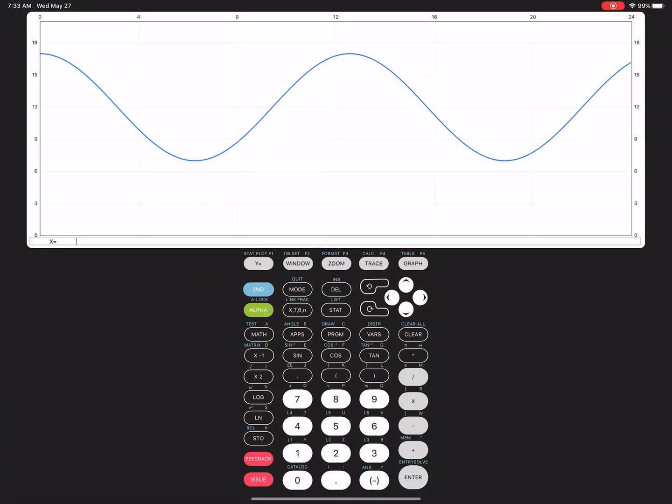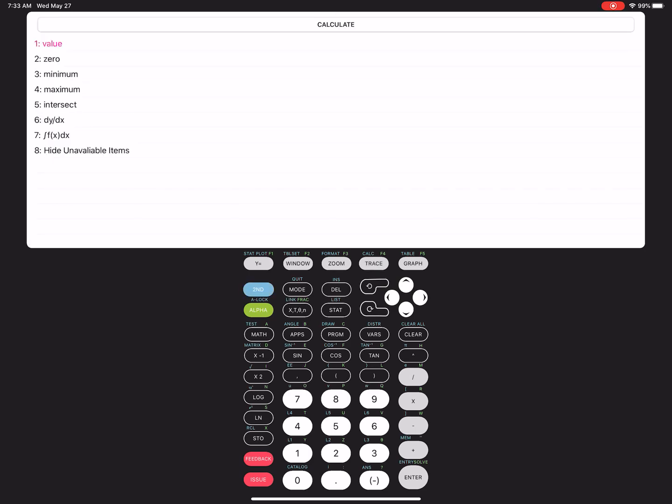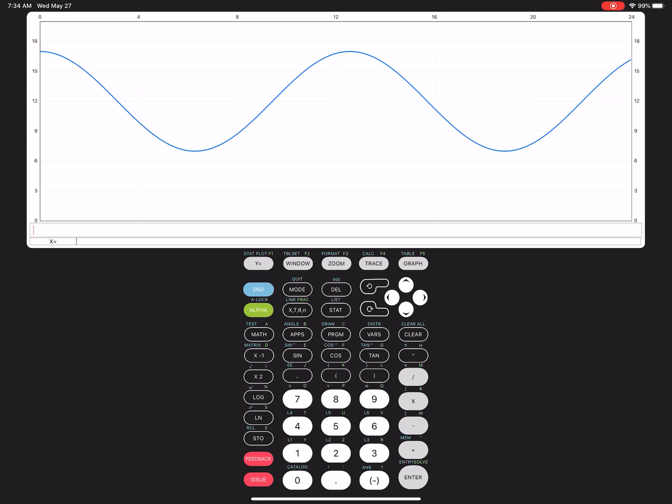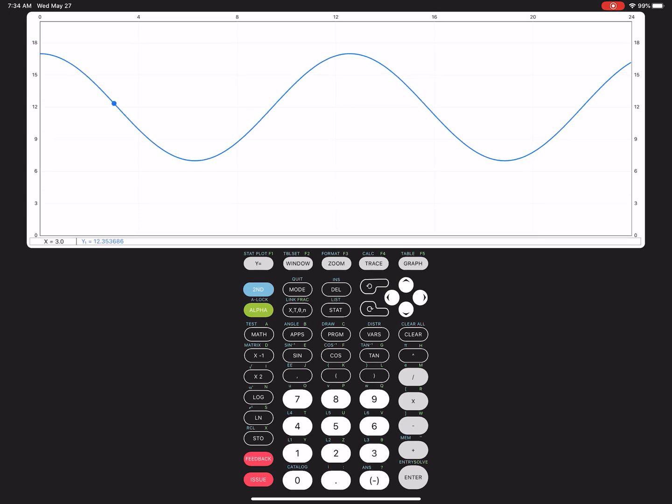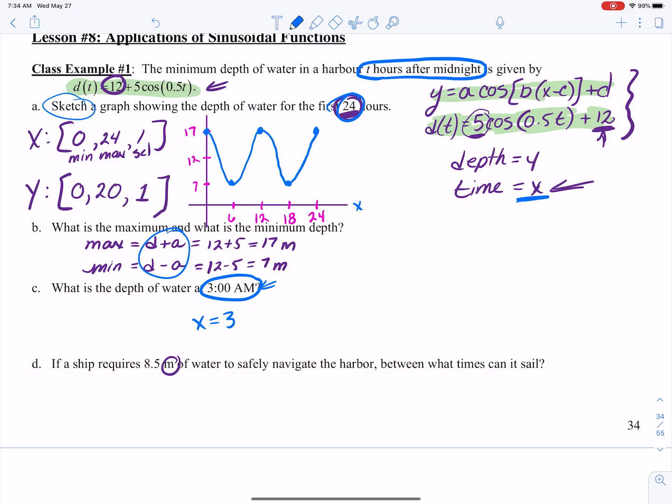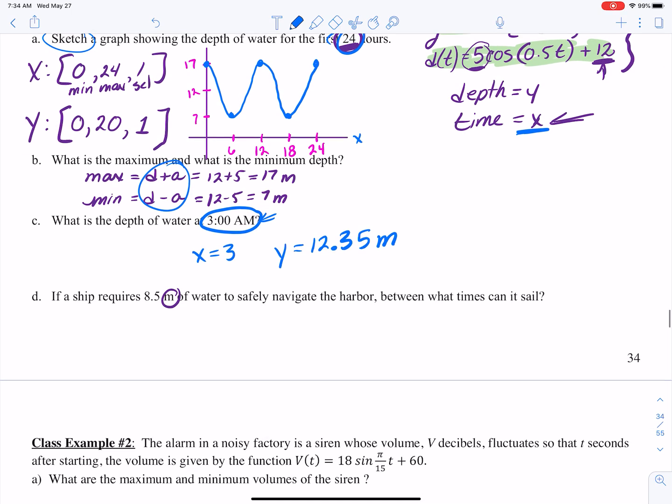So to go back to the graphing calculator, we go into second function calc, press 1 for value, and we put in x is equal to 3, enter. So as you can see, it gives us a y value of 12.35. And I just put it to the nearest hundredth. The question didn't indicate, so it wouldn't be incorrect that way, but on an assessment we would indicate to what decimal value.